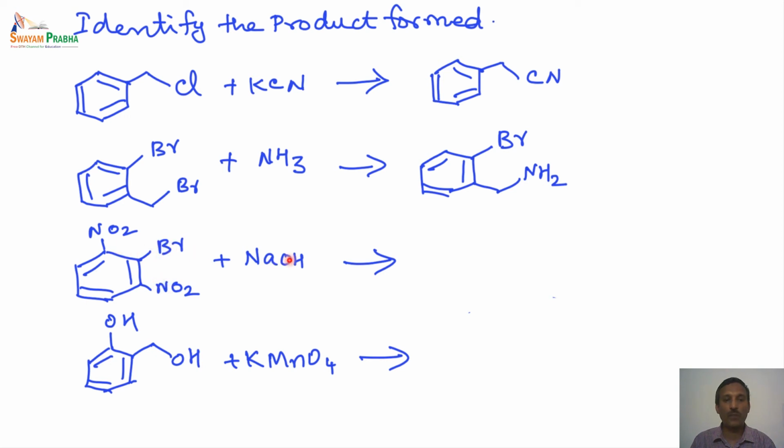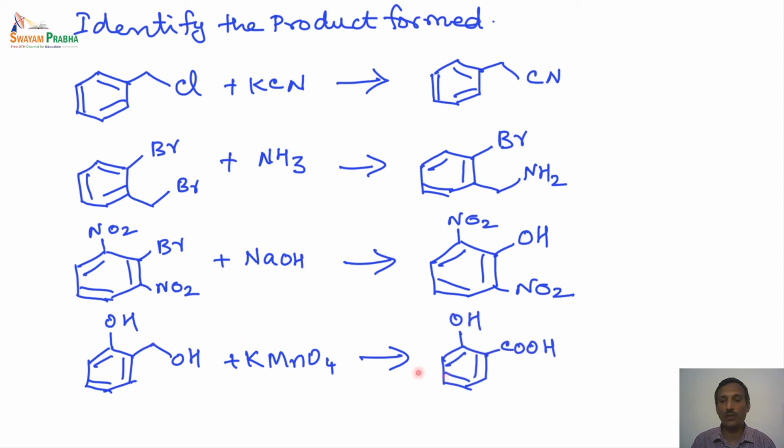So the bromine can be replaced with the hydroxide to give the corresponding phenol. And we have a phenol and the benzyl alcohol unit, which on oxidation generally only the benzylic alcohol undergoes oxidation to give the salicylic acid. So these are all the different products which are formed from these particular reactions.